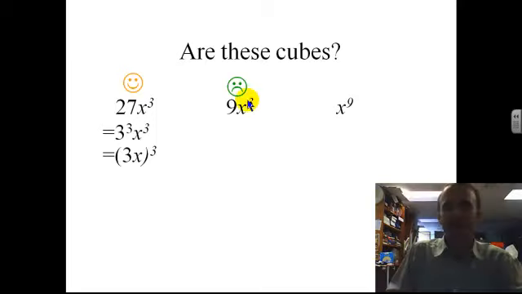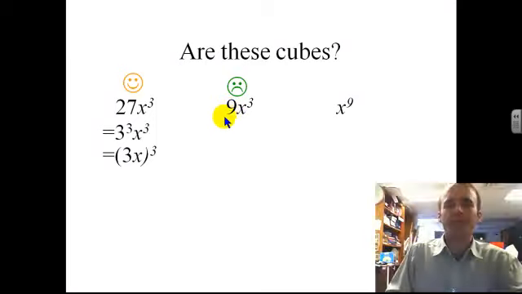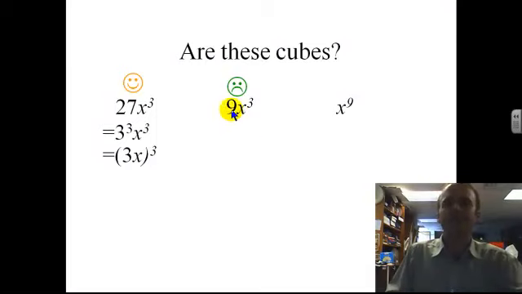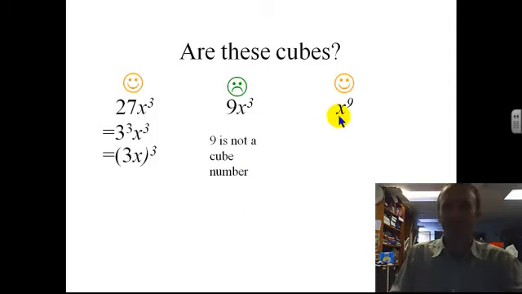Okay, this one's not. Why is this one not a perfect cube? X cubed is a perfect cube. But look at 9. 9 looks like a perfect cube, but it's not. 3 times 3 is 9, so 3 squared is equal to 9, not 3 cubed. And x to the 9th, this one is a perfect cube, because I can rewrite this as x cubed cubed.